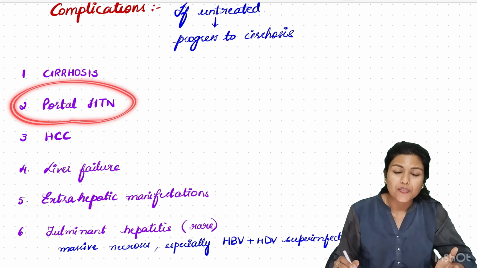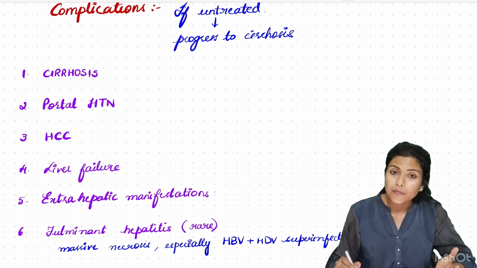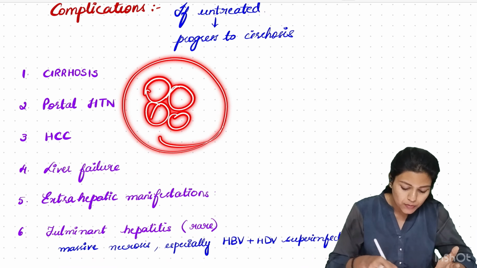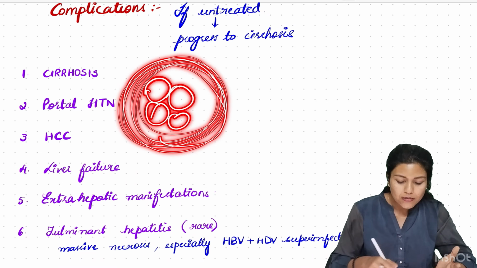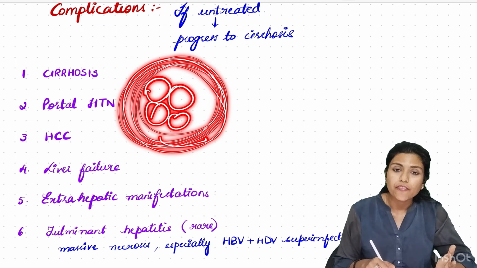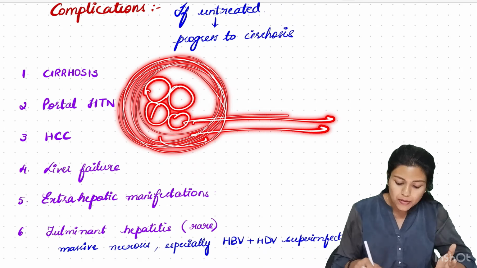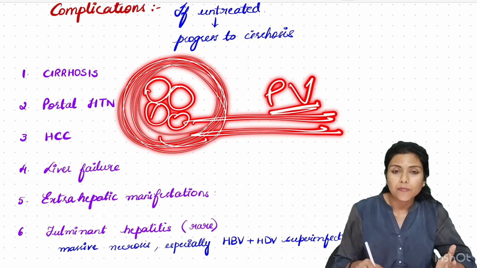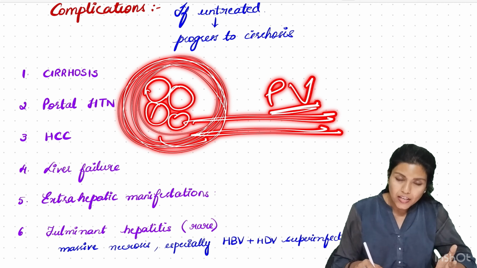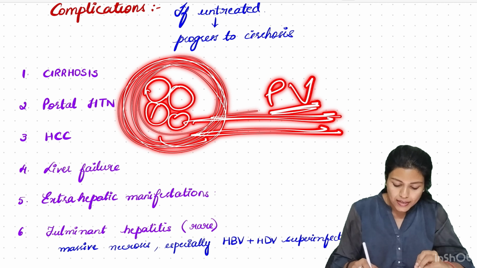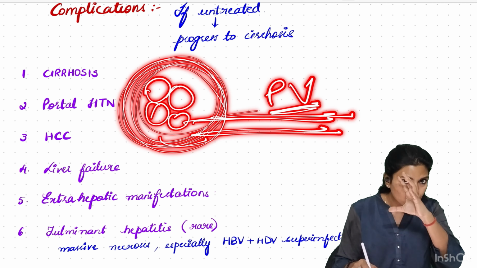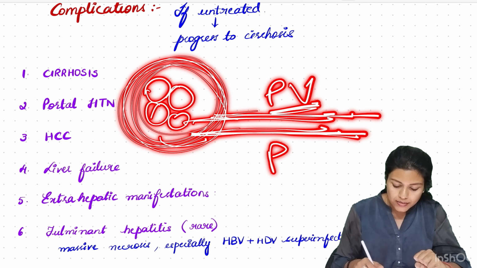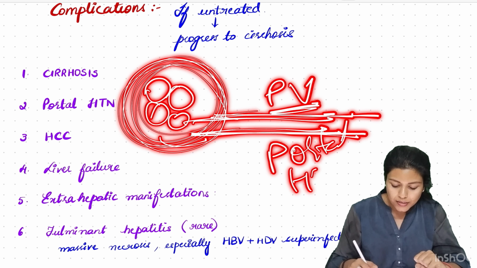And portal hypertension. Why portal hypertension? Because of bridging fibrosis only. Whenever these regenerating nodules are present surrounded by bridging fibrosis, these hepatocytes are completely cut off from blood supply. They do not receive the blood. So the portal vein that carries blood from the spleen, the intestine, and the pancreas, this blood remains stagnant. It does not enter the liver, hepatocytes do not take it up, and it remains stagnant in the portal vein. It will result in portal hypertension.